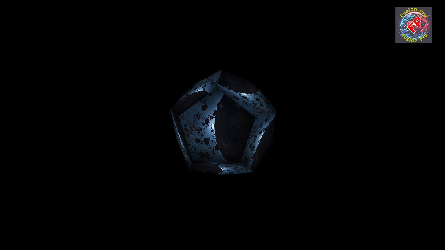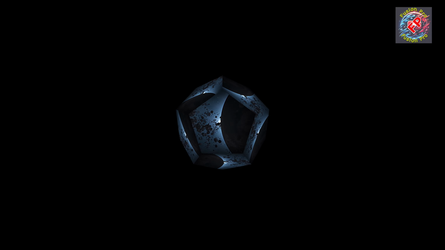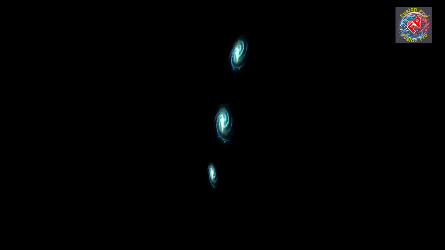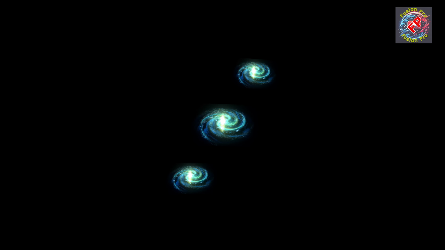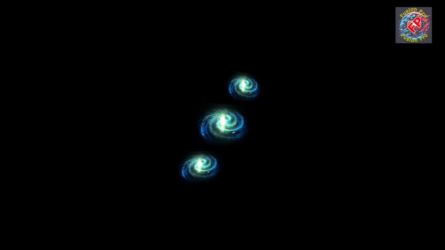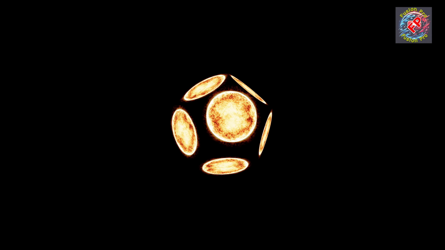Dark energy, on the other hand, is believed to be responsible for the accelerated expansion of the universe, but its exact nature remains elusive. Galactic evolution. Galaxies, including our Milky Way, evolve over time through various processes such as mergers, collisions, and star formation. Understanding how galaxies form, grow, and change over billions of years is a fundamental question in astrophysics.